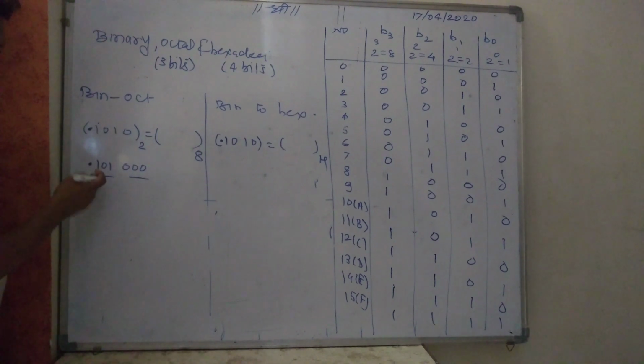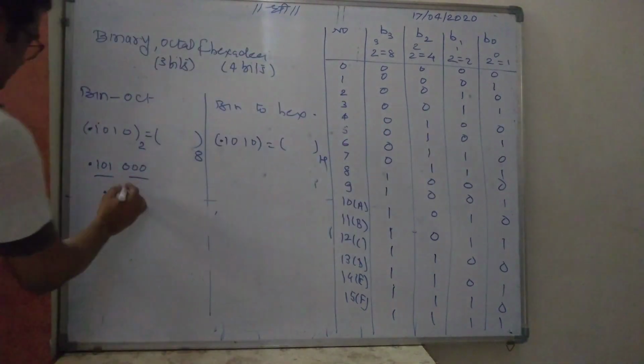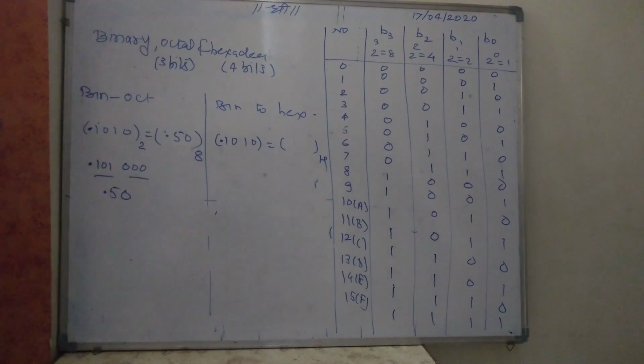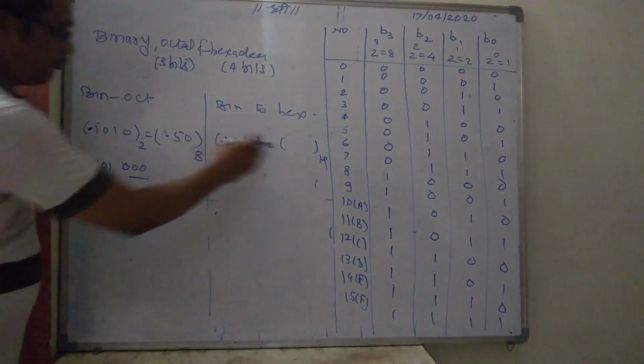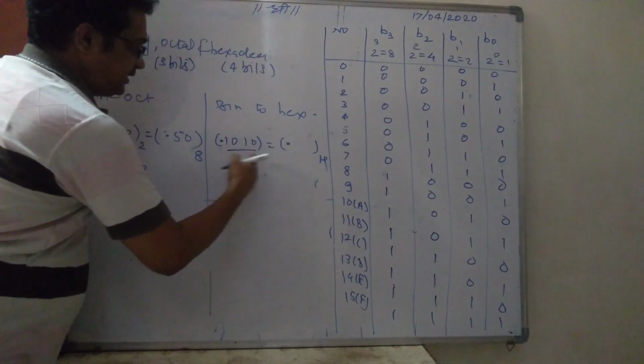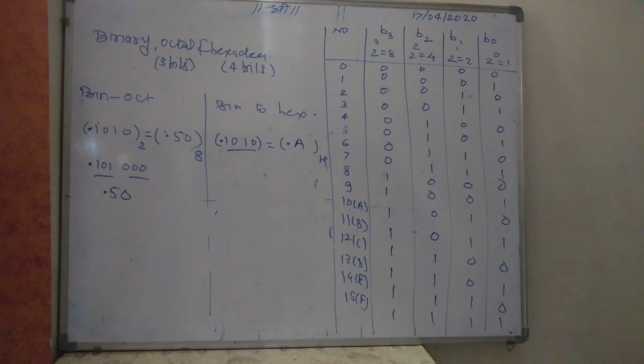So this is 0, this is 0.5. 101 101, and this is 0. So this is 0.5. In hexadecimal we have to form group of 4. This is point. This is 10. That means A. Right? So this is conversion into hexadecimal for fractional part.